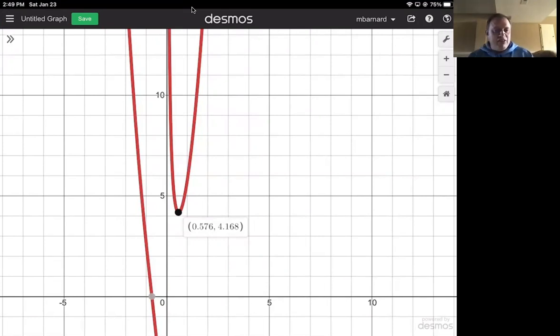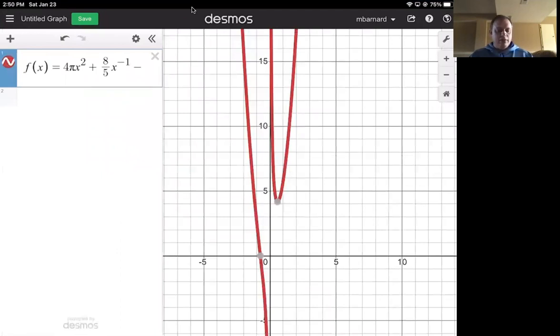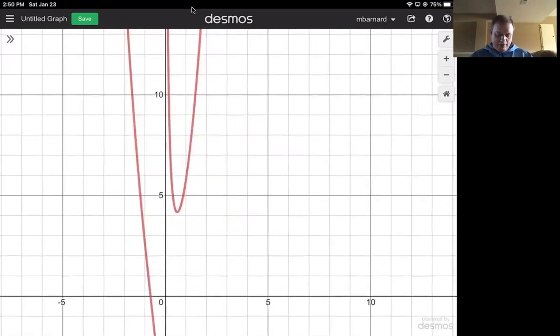So the 0.576 is the radius. Now, what does the 4.168 represent? Well, the formula that we were working with was dealing with surface area. So this formula gives us the surface area of the entire shape, 4.168, and that would be square centimeters. The 0.576 is just regular centimeters. So we're talking about something about a centimeter in terms of overall diameter, kind of a sphere about that size.